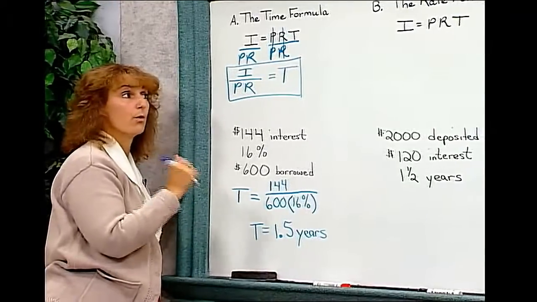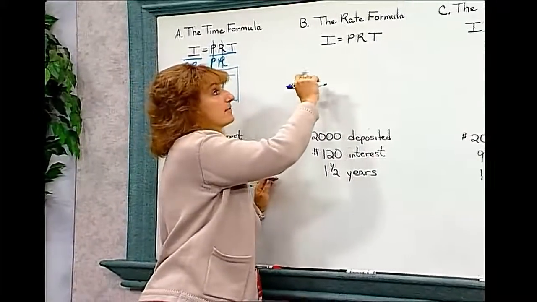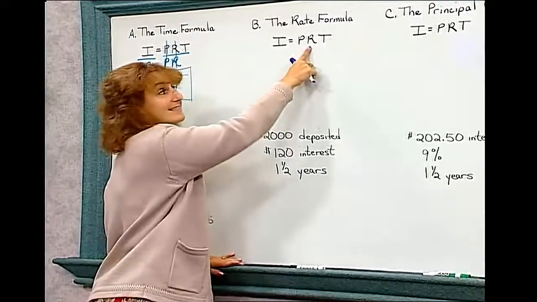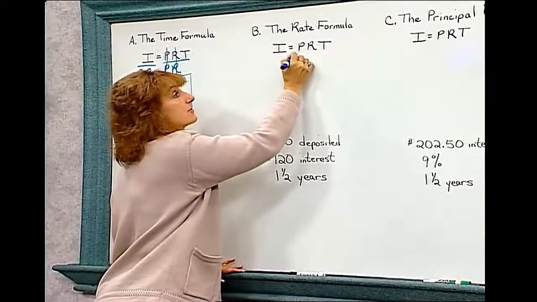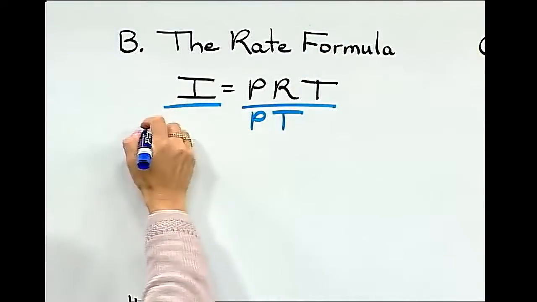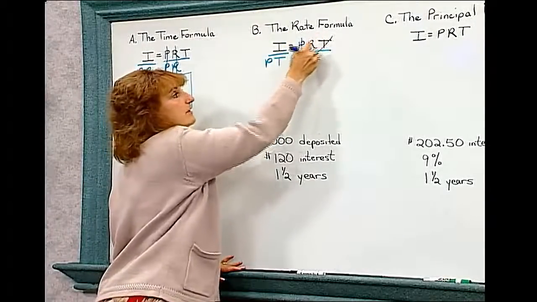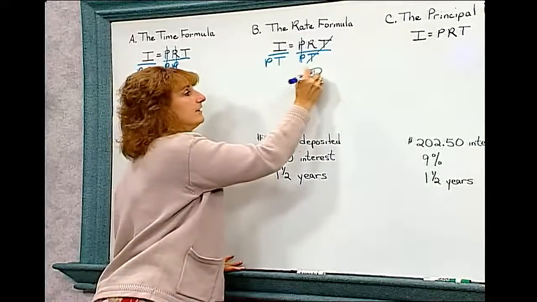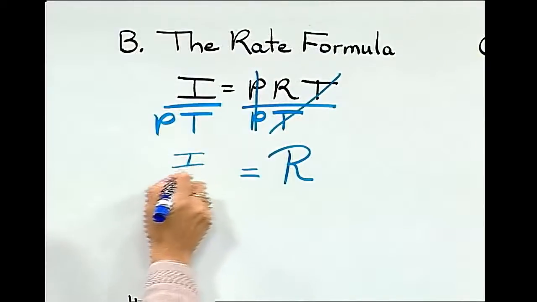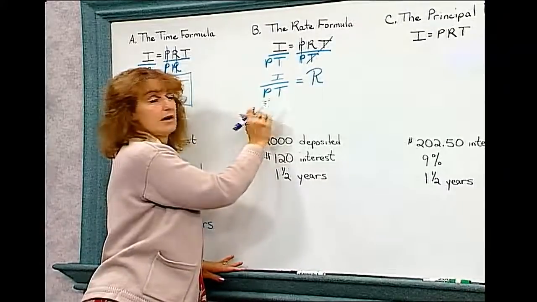Let's continue. What if the rate was missing? When I go to this next example, I start out with that same algebraic formula, but now I want to isolate the r, the rate. So that means I have to divide by the principal and the time. And whatever I do to one side of an equation, I must do to the other. Principal and time cancel out, leaving the r all by itself, and that's what we want. So our formula for rate is interest divided by principal times time.